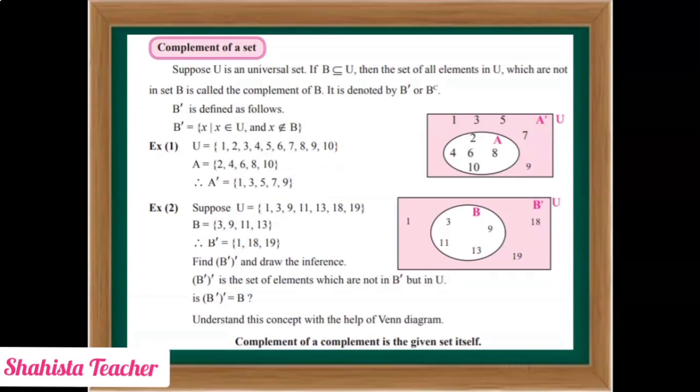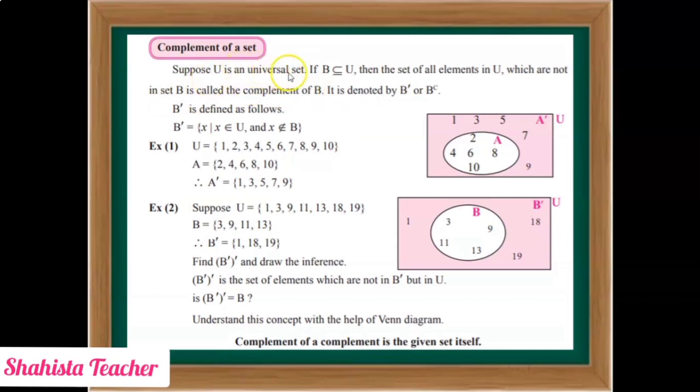Here, complement of a set. Suppose U is a universal set, and if B is a subset of U, this symbol is known as subset. If B is a subset of U, then the set of all elements in U which are not in set B is called the complement of B. Is that clear?